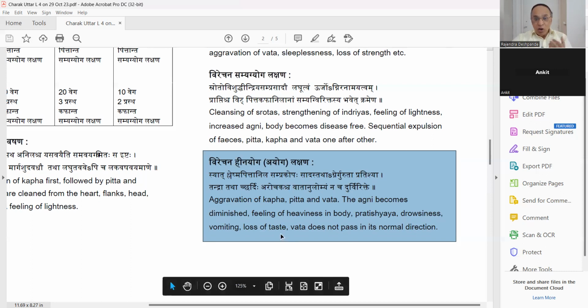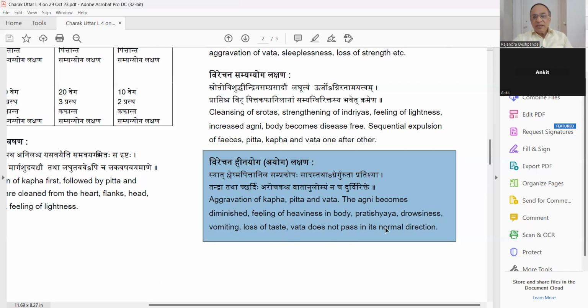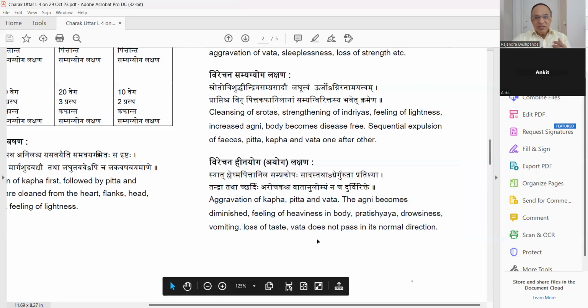Vomiting. Loss of taste. Vata dosha does not pass in any normal direction. There will be gas in the stomach, not getting flatus, not getting belching. Oh my God, sir, I'm uneasy. Sir, I'm uneasy. The patient will say this to you. Okay, so that is Virechana.